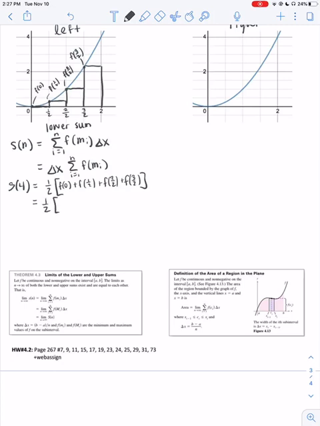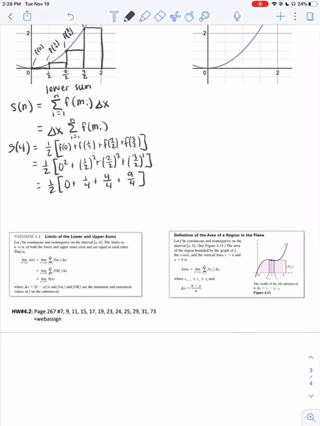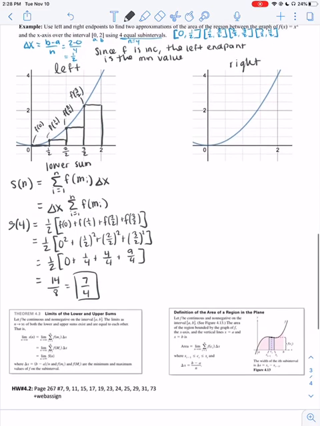The function was x squared, so f of 0 will be 0 squared. This one will be 1/2 squared. This one will be 2 over 2 squared, and this one will be 3 over 2 squared. And then keep going. We have 1/2 times 0 plus 1/4 plus 4 over 4 plus 9 over 4. This is why I like to keep the common denominator so that I don't have to find it later on. Add those up, 9, 10, 11, 12, 13, 14 over 4 times 1/2 would be 14 over 8, which you could simplify, of course, to 7 over 4. And so that is the lower sum.